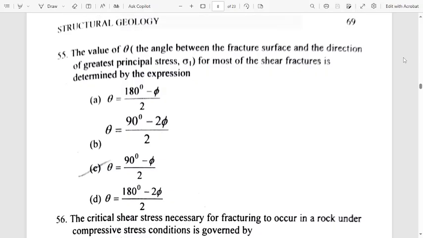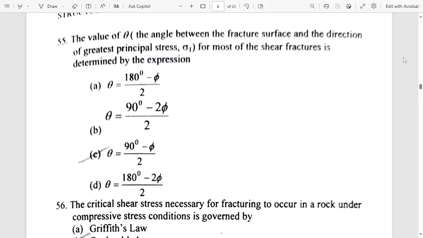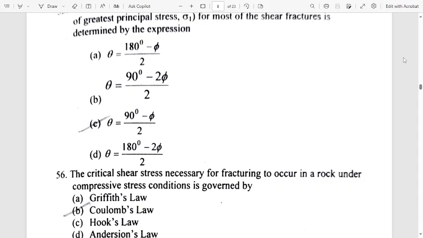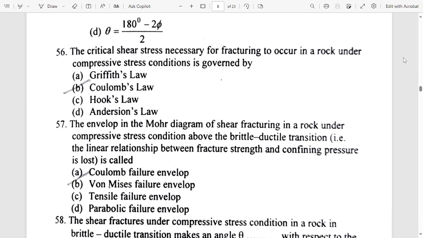The value of theta, the angle between the fracture surface and the direction of greatest principal stress, sigma 1, for most of the shear fractures is determined by the expression theta is equal to 90 degree minus phi by 2. The critical shear stress necessary for fracturing to occur in a rock under compressive stress conditions is governed by Coulomb's law.